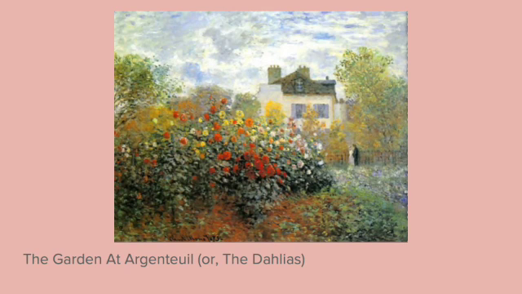So this first painting is called The Garden at Argenteuil, or the dahlias. I can't really speak French, but dahlias are a type of flower. And as I'm going through this picture and the rest of them, I want you to pay attention to how these paintings make you feel. What kind of a mood does it put you in?